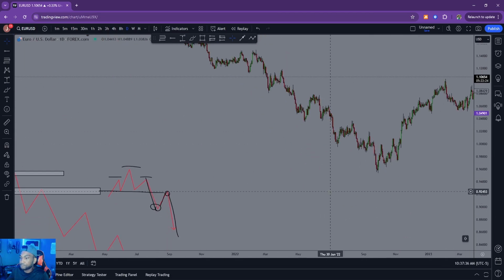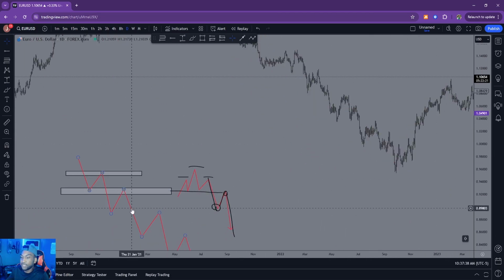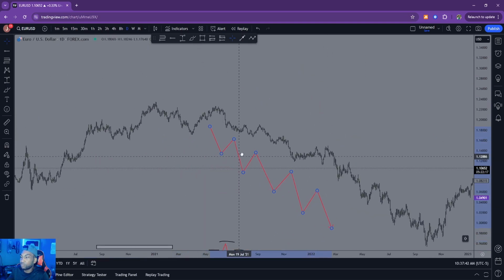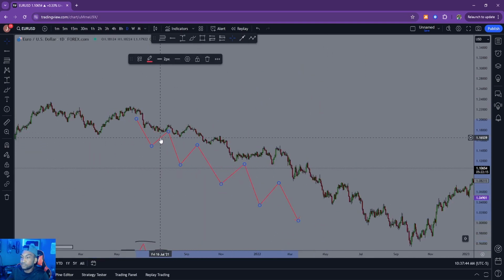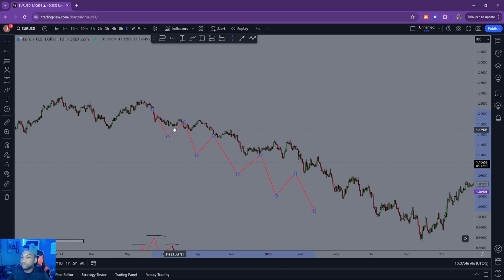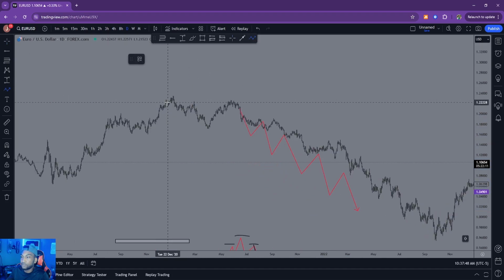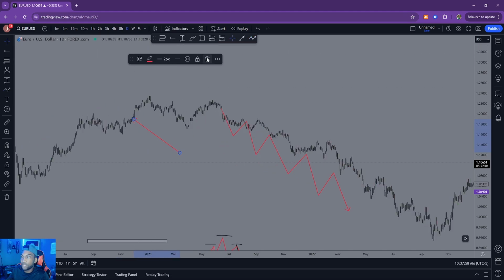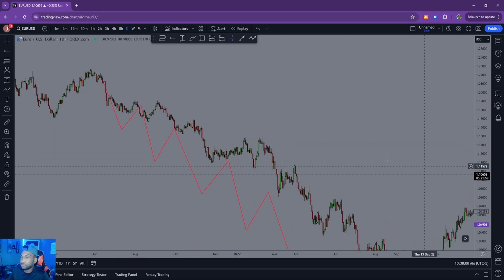Just like what we did for a bullish trend, we could do exactly the same thing for a bearish trend. And what would that be? It would be seeing and waiting for that higher time frame reversal pattern, which in this case is not really that clear. Let me just make it a little bit more clear.